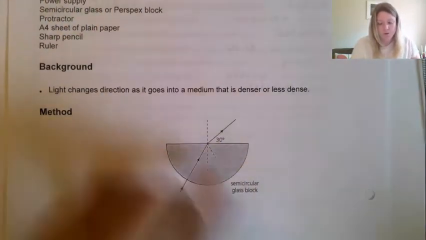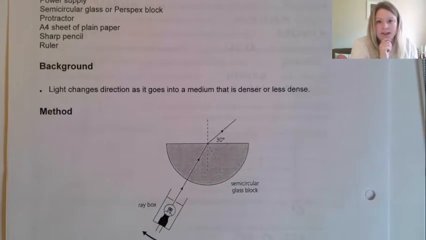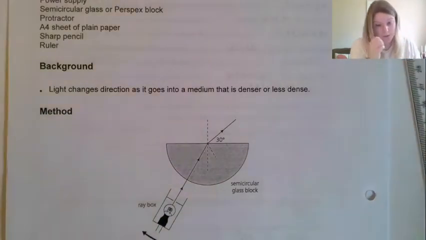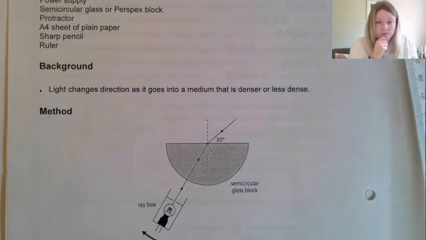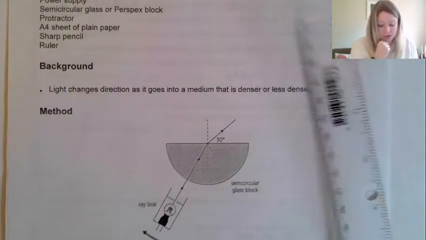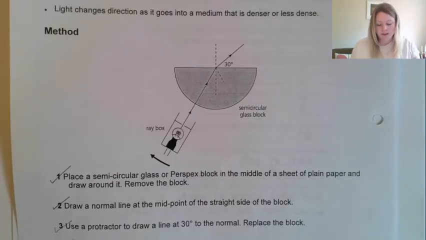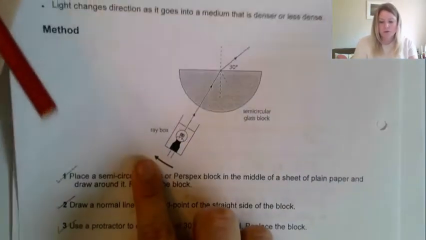Okay, so what I need you to do for me now is get either a blank bit of paper or even a bit of lined paper, because I'm going to do this experiment, but I want you to sketch out what I have on my page basically. So pause the video, get yourself a blank bit of paper or a bit of lined paper, a ruler, protractor and a pencil.